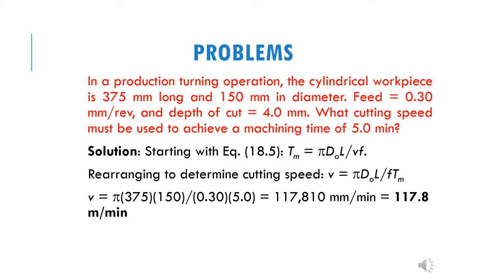Since all the values are given, you can use this equation Tm equal to pi D naught L over V f. Okay, so D naught is given, L is given, F is given and Tm also is given, and V is not given. You have to find the V. So what you have to do is just rearrange the equation and make V at the front. Then you just put inside all the values, then you will get the answer.